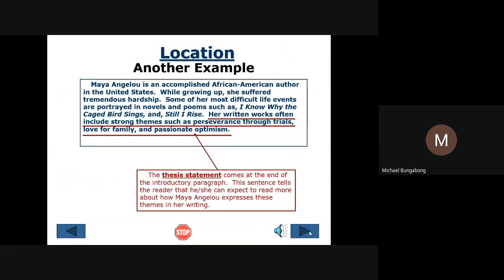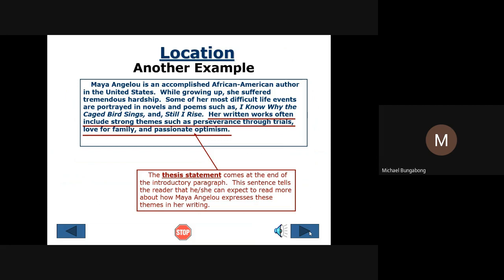Another example, this one. Maya Angelou is an accomplished African-American author in the United States. While growing up, she suffered tremendous hardship. So some of her most difficult life events are portrayed in novels and poems such as I Know Why the Caged Bird Sings and Still I Rise. Her written works often include strong themes such as perseverance through trials, love for family, and passionate optimism. When I say themes, this is not a group, tema, no? Tema, just in case that you are just listening. So this is a theme.